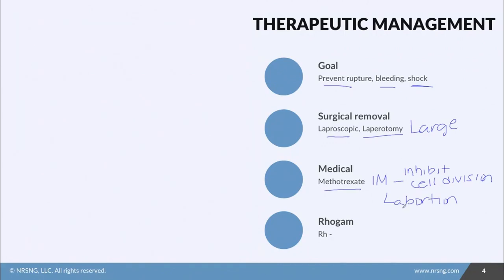It is very important that our management of this patient include RhoGAM if it's needed. So for our Rh negative moms, they get RhoGAM, and that will help protect her in any future pregnancies, protect her body from attacking the fetus, just for blood incompatibility. So if mom is Rh negative, she needs to be given RhoGAM.